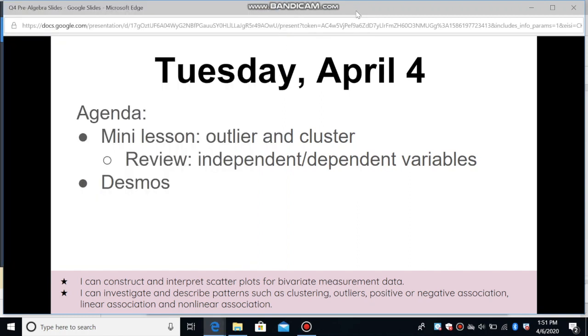Hello, today we're starting off with a mini lesson about outliers and clusters, and we're going to have a short review on what independent and dependent variables are because we haven't looked at those in quite a while. After that, we have a Desmos activity.